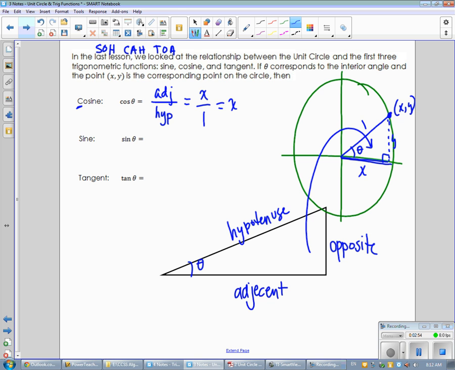With the sine, it's going to be opposite over hypotenuse, and that's just going to reduce to y over 1, or simply y. And then our tangent, TOA, is opposite over adjacent, and our opposite side again is y, our adjacent side is x. So it's just that ratio when we're looking at points on the unit circle. And I'm literally taking the x coordinate or the y coordinate of the point and manipulating it.